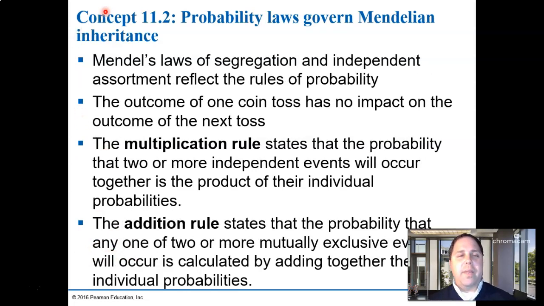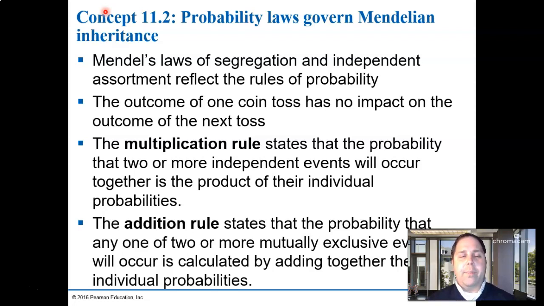All right, so that was concept 11.1. 11.2 is really quick. It's basically a math review, and I've kind of already done it for you. Probability laws are what's doing all of this Mendelian inheritance. We often think about which allele goes where as a coin flip.